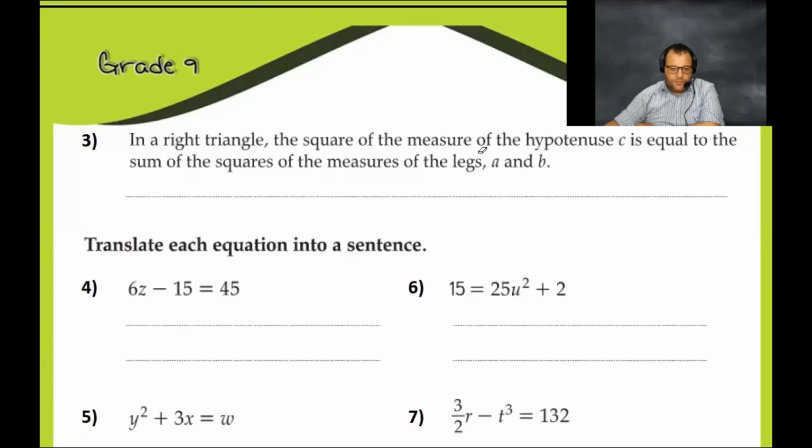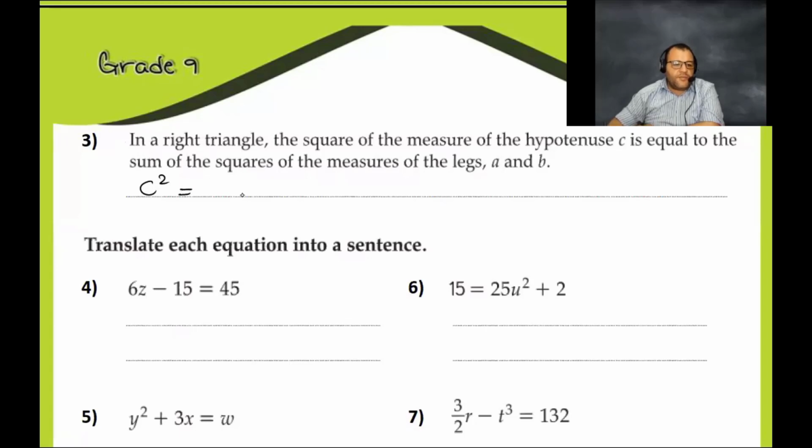The right angle triangle, leave it. There is no meaning for the right angle triangle, because that's formal. The square of the measure of the hypotenuse C. I said the hypotenuse because I'm talking about a right angle triangle. If that's not a right angle triangle, I would say the number C instead of the hypotenuse. So it would be C squared equals.